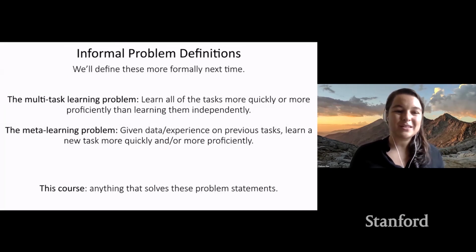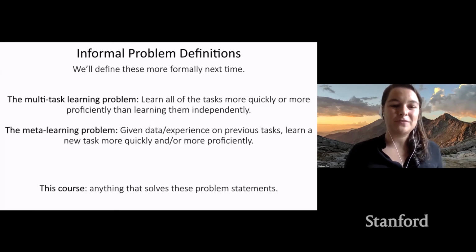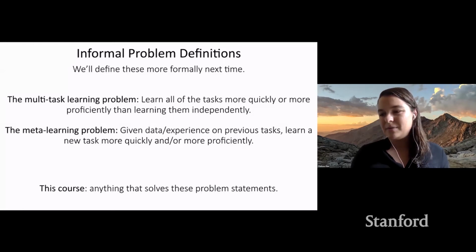And they may not be multitask learning algorithms or meta-learning algorithms per se. There's also other algorithms like transfer learning, for example, that can solve the second problem to some degree. And we'll be covering some of those algorithms in this course as well. These are the problem statements. And then, yeah, the individual algorithms may be more specific.